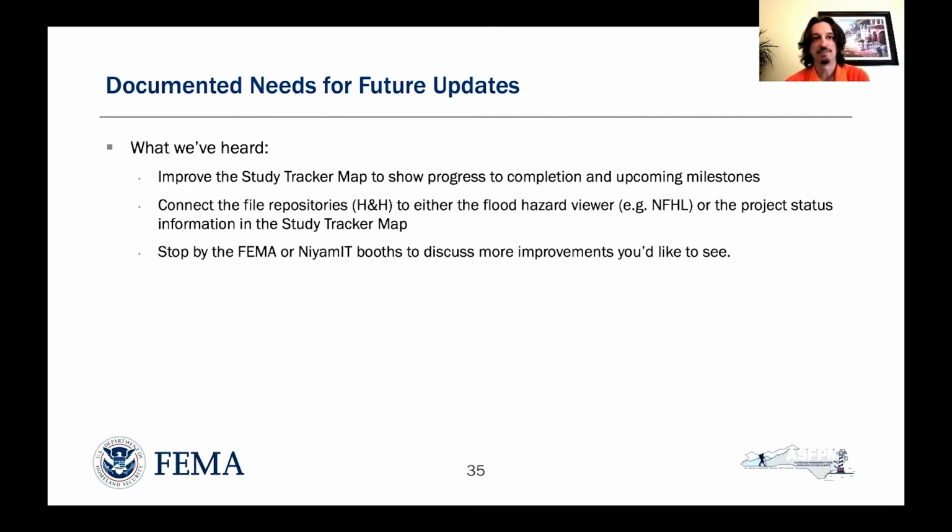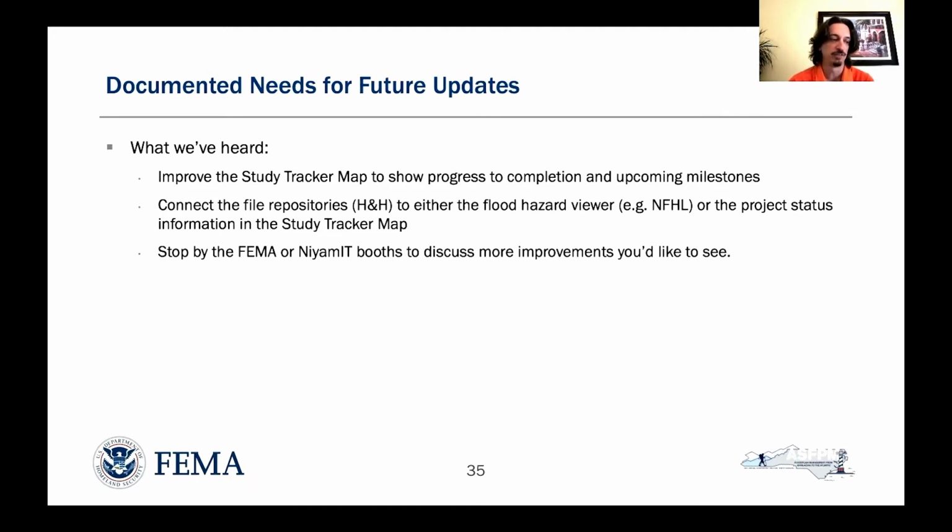So we have documented some needs for future updates. We know that we can improve the study tracker map to show progress to completion and upcoming milestone information. It is in a bit of an infant stage, even though it's been around for a couple of years. If you have any other thoughts on how the study tracker could be improved, we'd like to hear about it. My email address is at the top of this presentation, so let us know how it could be improved.